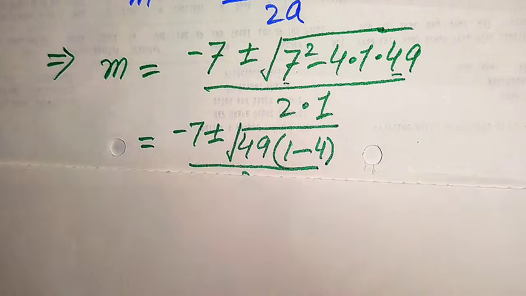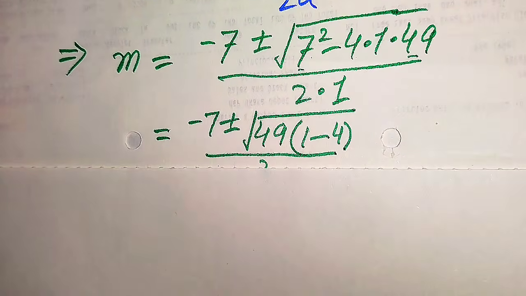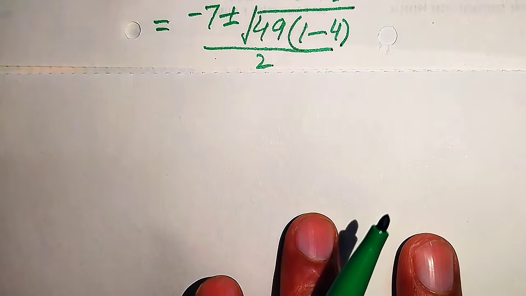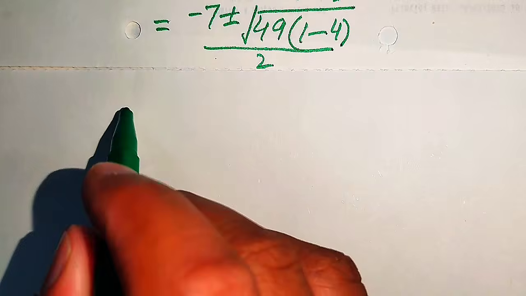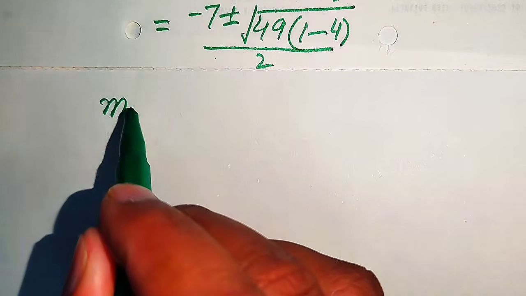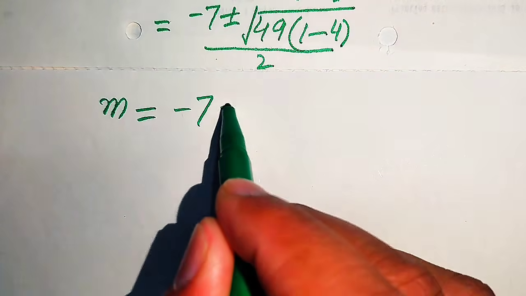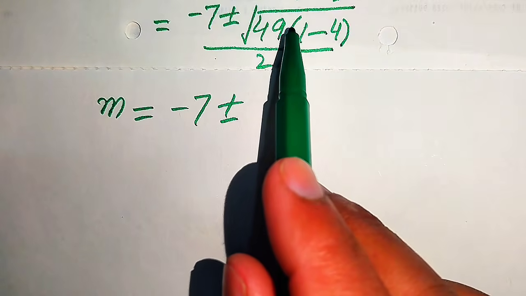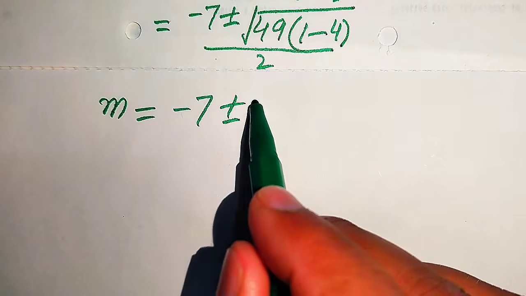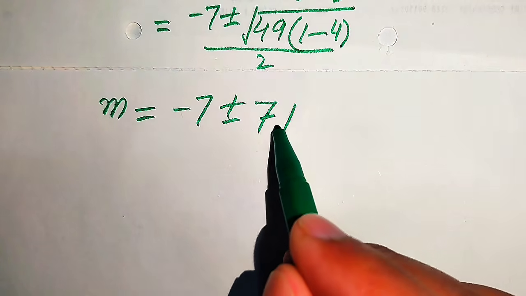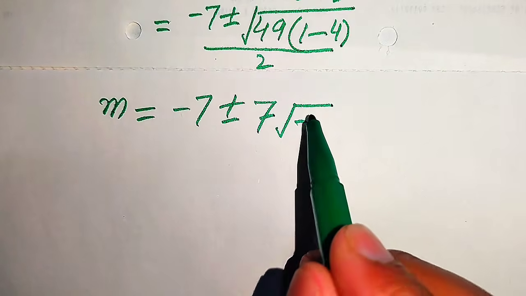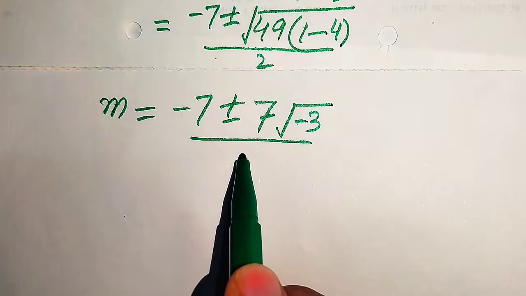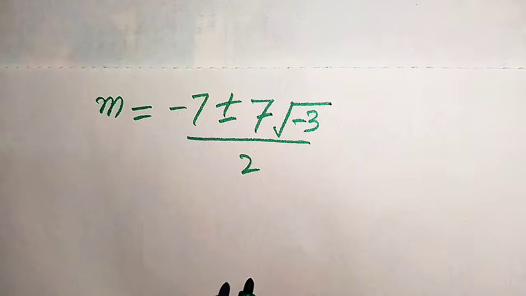And now further in the next step here we need more simplifications, and it will be written as, so here we obtain our m is equal to minus 7 plus minus. When we apply the square root separately on both of these two values, it will be written as 7 times square root of 1 minus 4 becomes minus 3, and it is divided by 2.